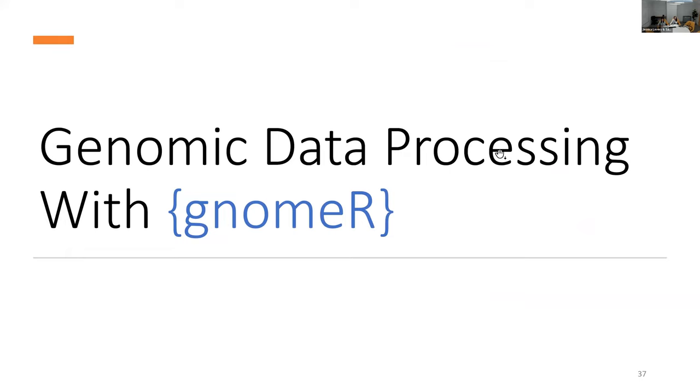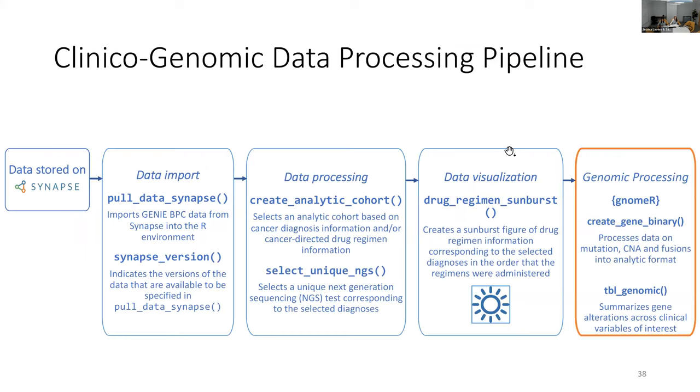Next, we're going to talk about the genomic data processing with one function from the GenieBPC package and then the rest coming from the gnomeR package. So we are on the last box here in our pipeline. We'll talk about create gene binary to process the genomic data for mutation, copy number alterations, and fusions. And we'll talk about TBL genomic and a couple of other functions for summarizing the genomic data in tables and figures.